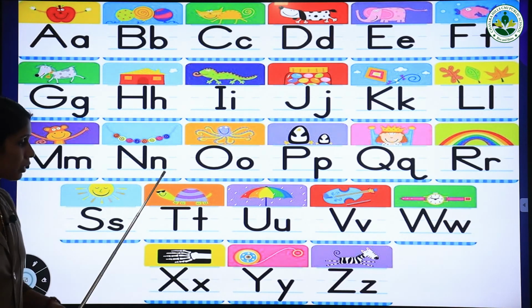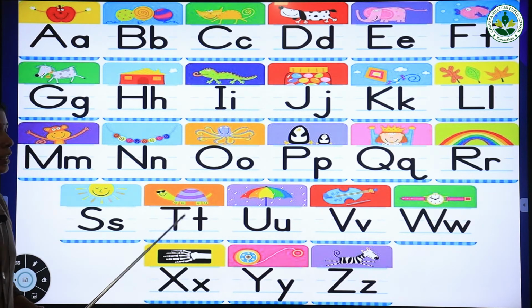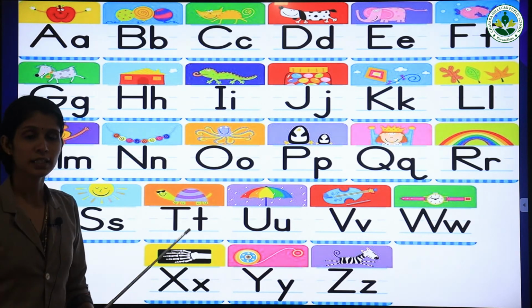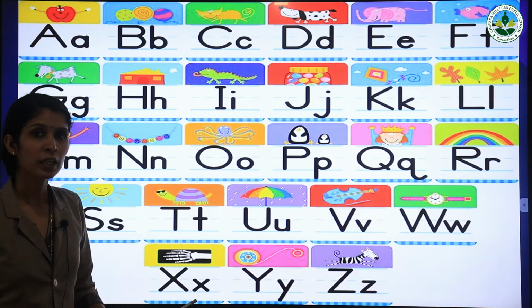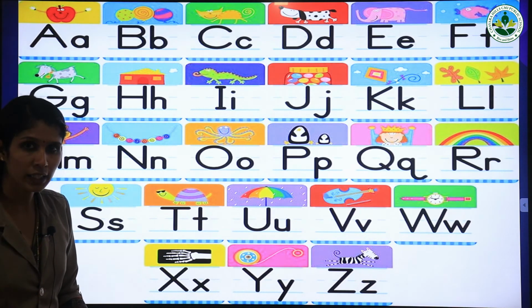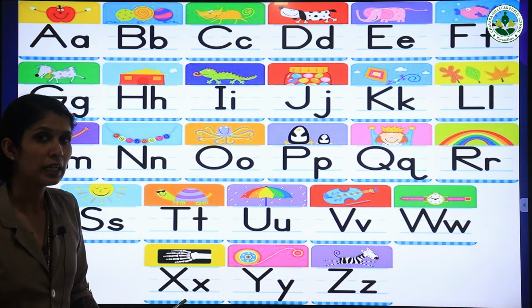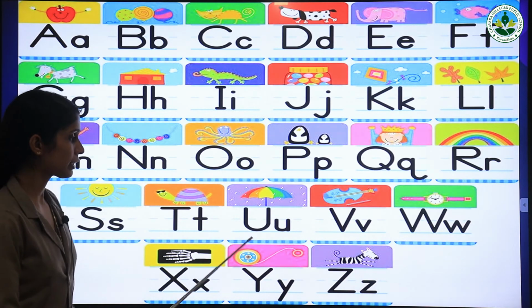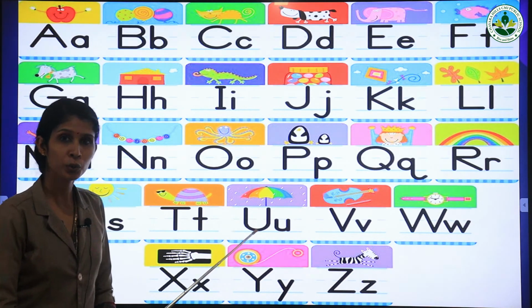Say aloud, capital letter T, small letter T. Say the sound of letter T. The sound of letter T is T. T. And our next letter, letter U.